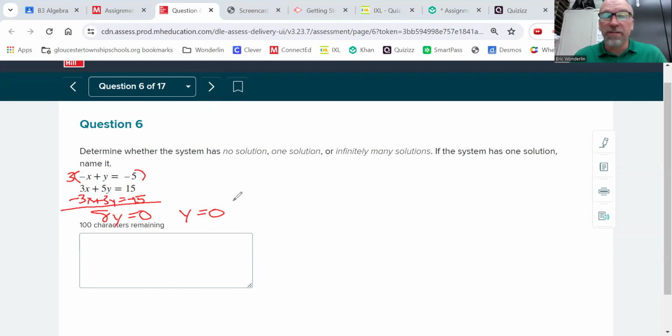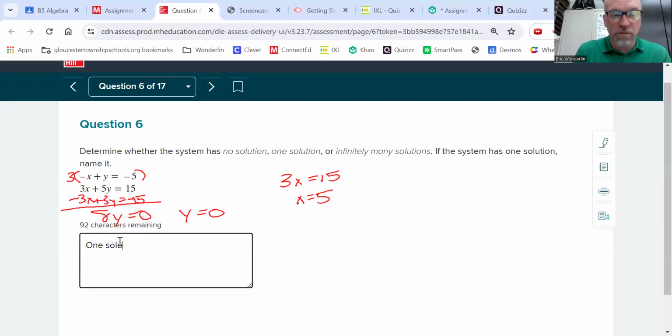Now I need to go back and find x. I can use either equation. Top one looks easier because there's no coefficients, but there's a negative, there's a negative. I'll use the bottom. Y is 0. Replace y with 0. That means that 3x is equal to 15. That's 5 times 0 is 0. And x is 5. So my answer is, how many solutions? One solution. And that one solution is 5, 0.